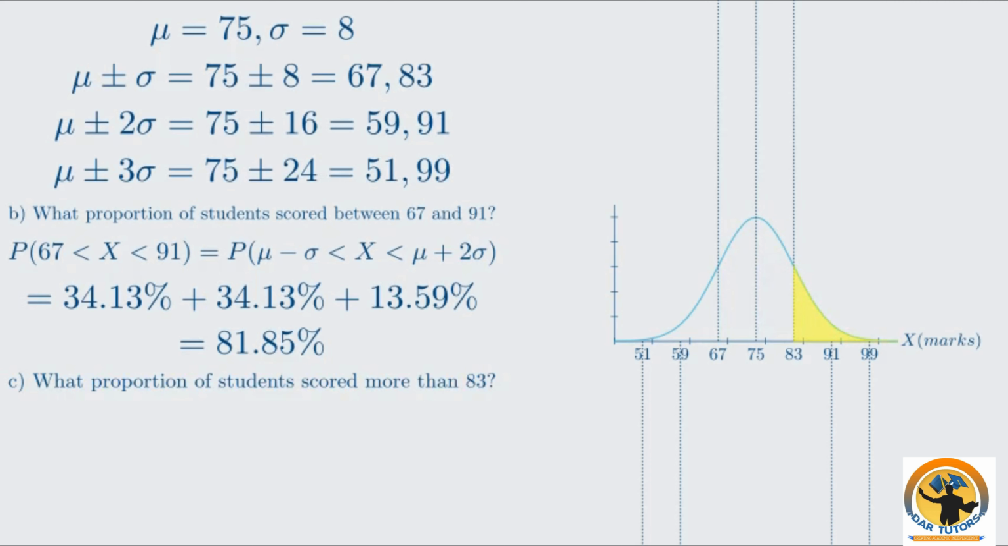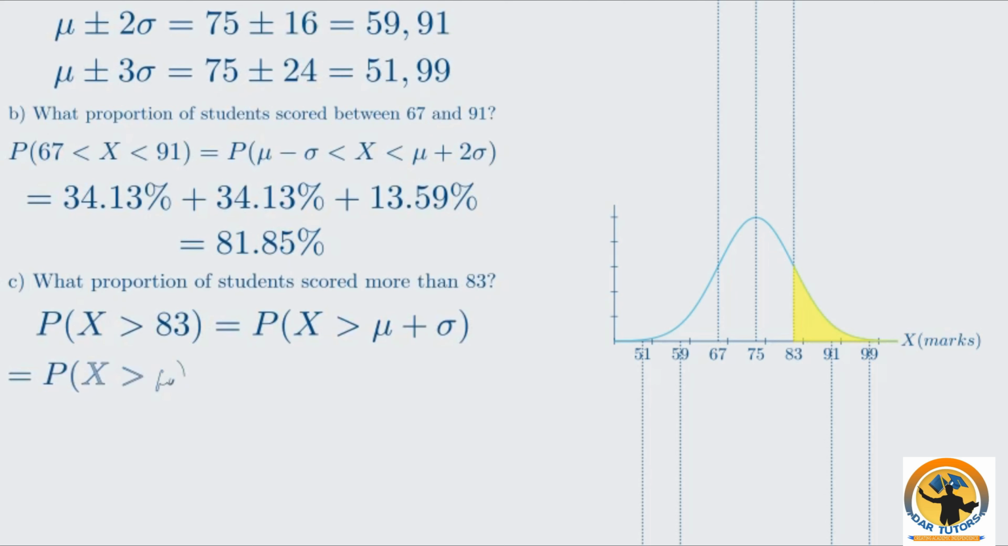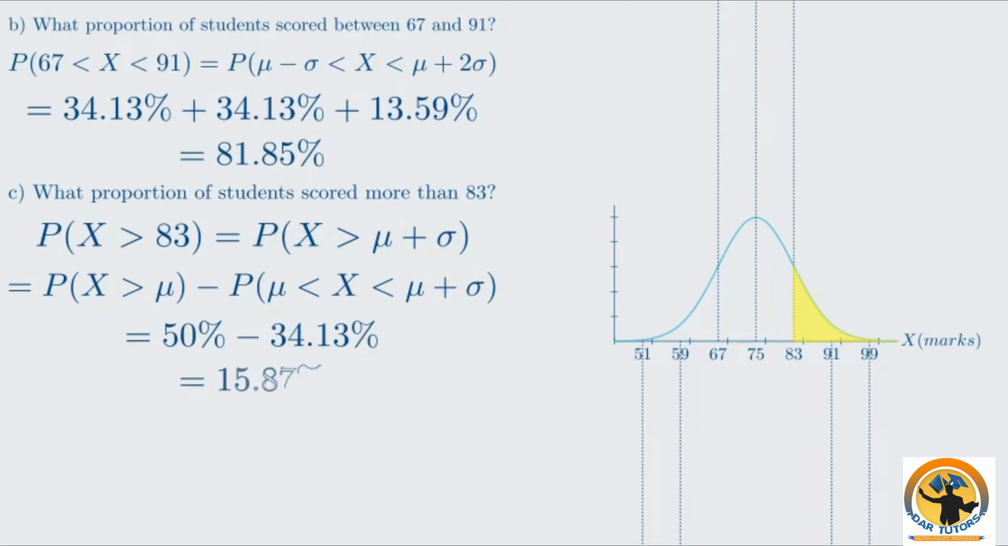83 is exactly one standard deviation above the mean. Since the curve is symmetrical, the entire area to the right of the mean is 50%. The area between the mean and one standard deviation above it is 34.13%. Therefore, the area to the right of 83 is 50% minus 34.13%, which is 15.87%. So 15.87% of students scored more than 83.